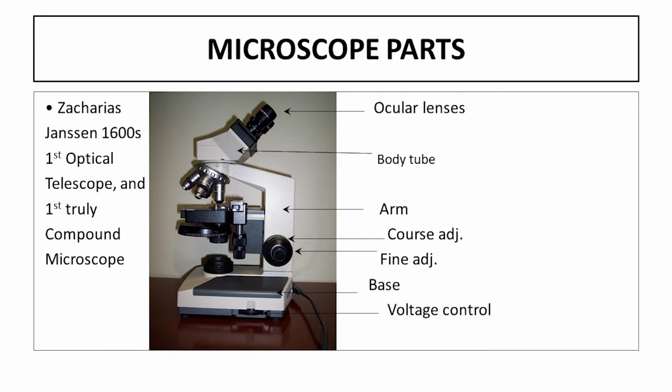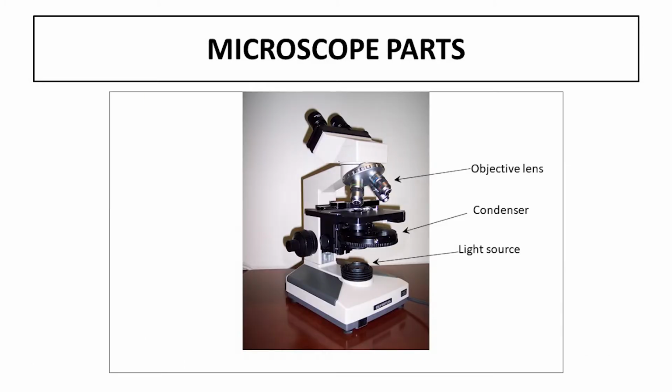At the bottom, we of course have the base and the voltage control. This is also sometimes called the rheostat. That controls how much electricity is going to the light bulb to increase the light or decrease it. Over here we have the coarse adjustment and fine adjustment knob. Coarse adjustment moves the stage, which is this right here, up and down a significant amount. And then the fine adjustment is dialing that in. It moves it in very, very tiny amounts up and down. Also over here we have the objective lenses. You can see they're attached to this rotating nosepiece, so they go around in a circle, so you can look at each one individually.